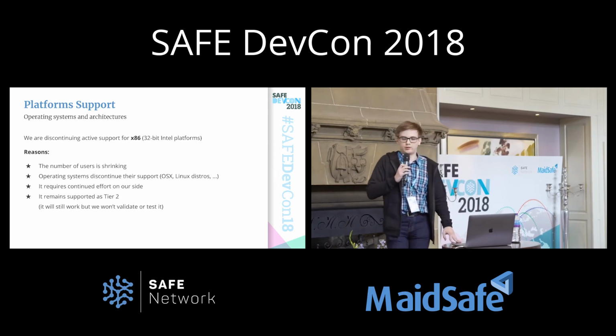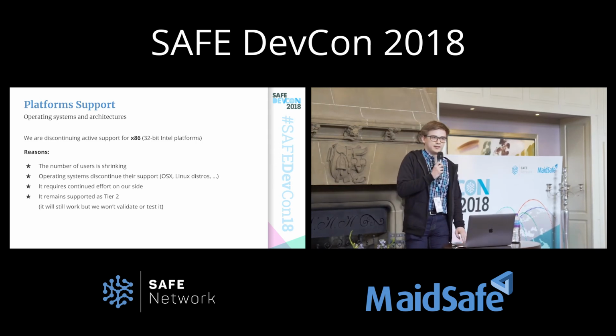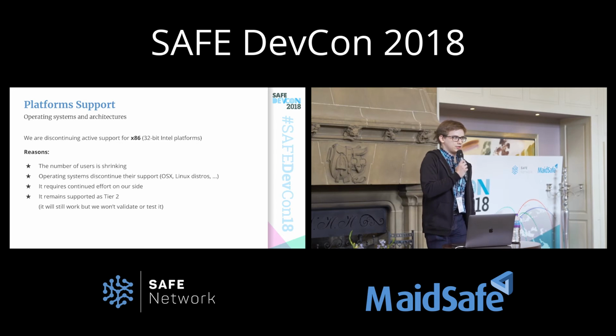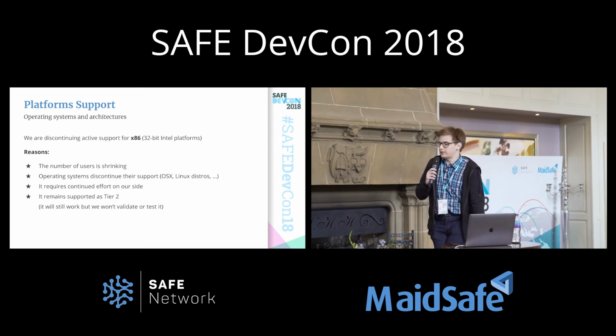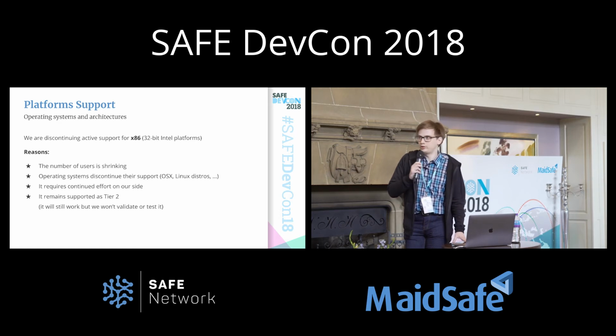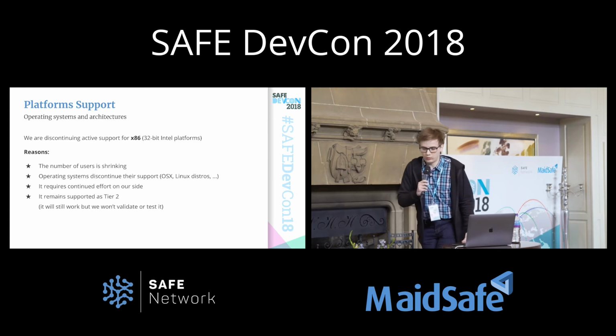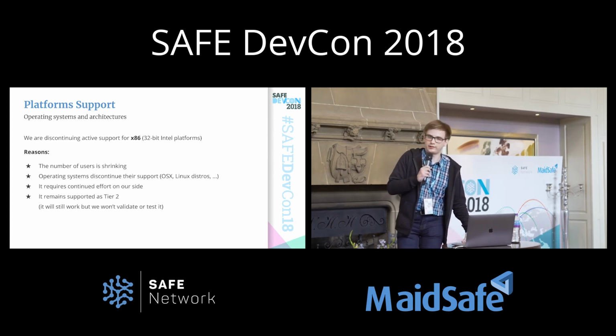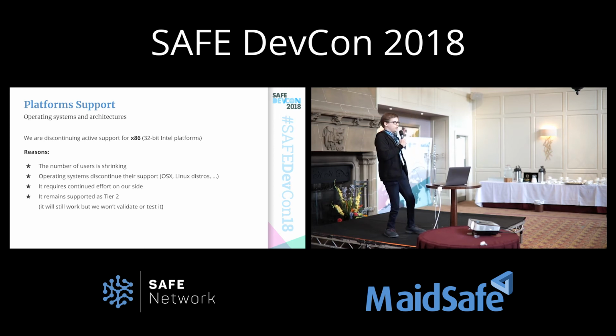But it doesn't mean that we take the x86 platform support and drop it somewhere. We are not discontinuing it as such. We just stop actively supporting it, and we still have tier 2 support for it. And in practice, that means that we won't actively test and validate it, but we do continue to run our continuous integration tests. But if something breaks there, if the tests during the CI process fail, we won't actively look into that. We might check that, but we won't take it as a priority.